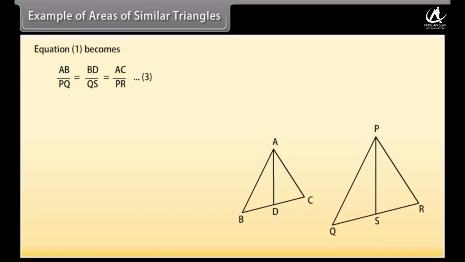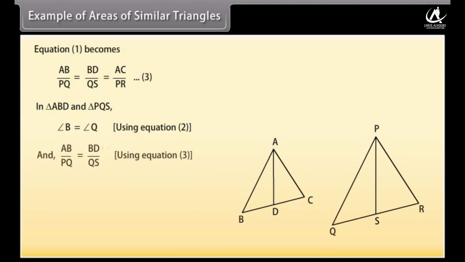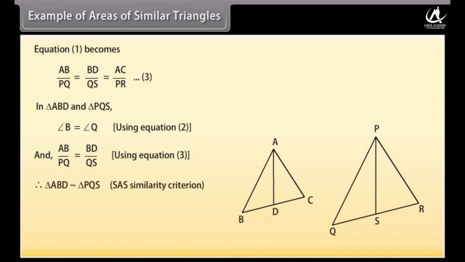In triangle ABD and triangle PQS, by using equation 2, angle B is equal to angle Q, and by using equation 3, AB upon PQ equals BD upon QS. Therefore, triangle ABD is similar to triangle PQS, by the SAS similarity criterion. Therefore, it can be said that AB upon PQ equals BD upon QS equals AD upon PS.